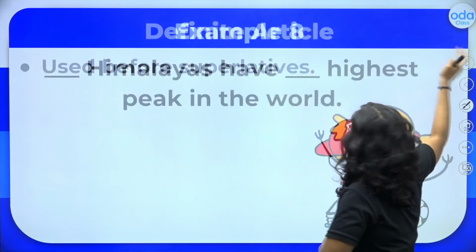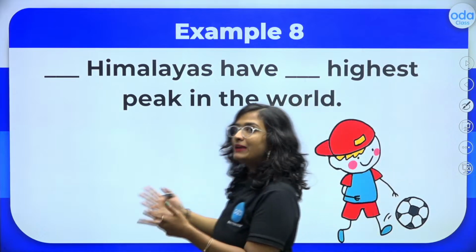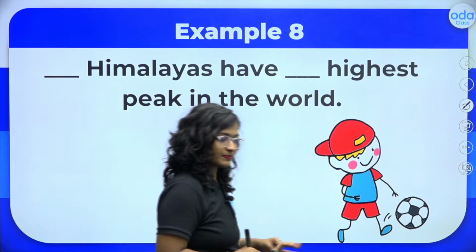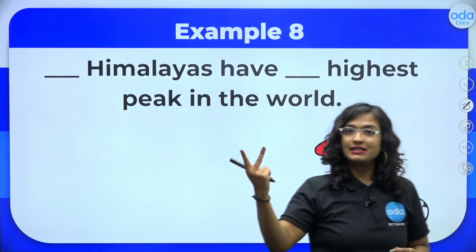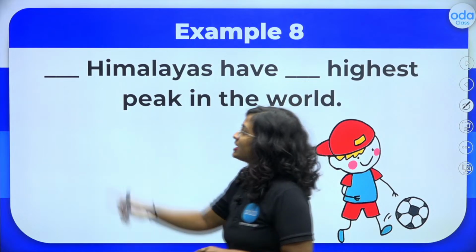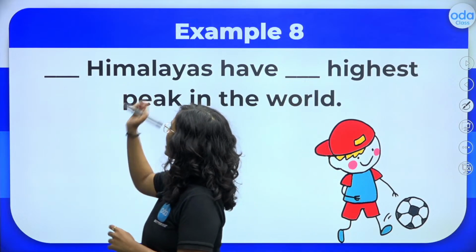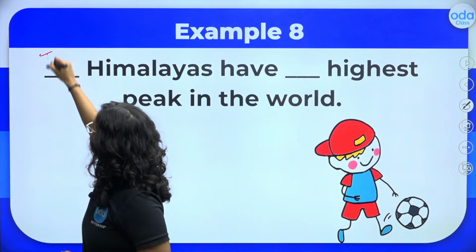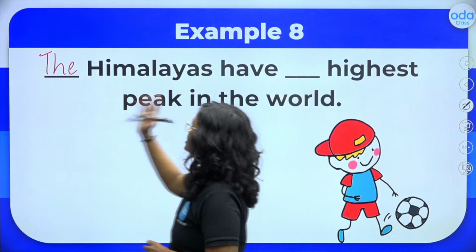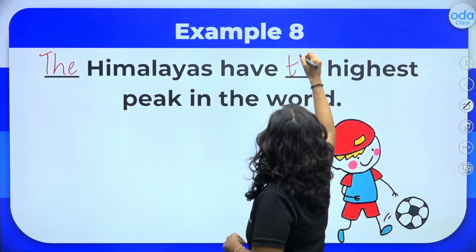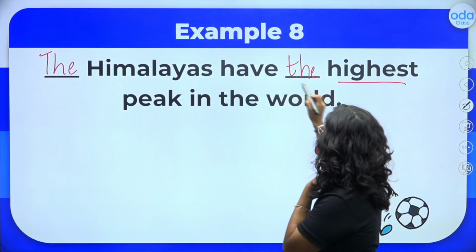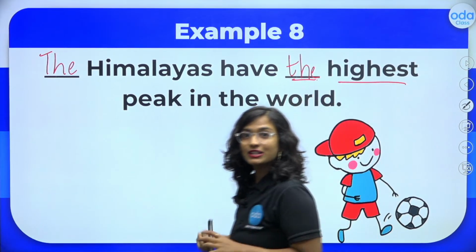Let's move on. Let's take an example once again. Blank Himalayas have blank highest peak in the world. Now here, two blanks, and let's go over, students, which articles to use in both. Starting with our first one, blank Himalayas. This is a large geographical area, so let's say the Himalayas. Highest, students, is a superlative. So that means I need to use my article the here as well.